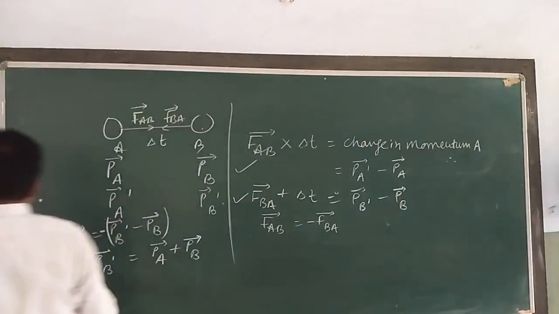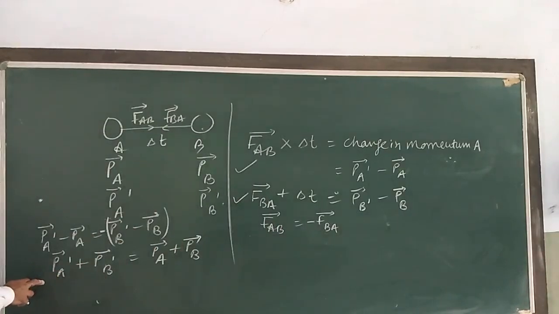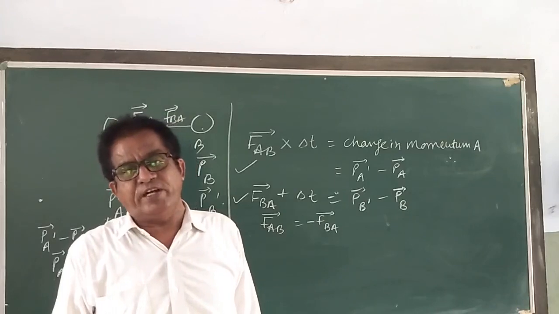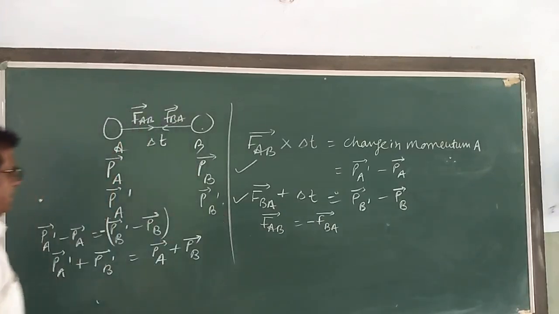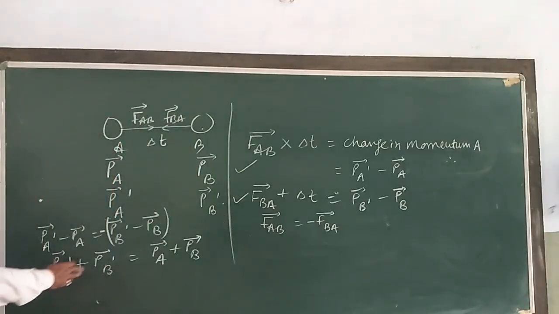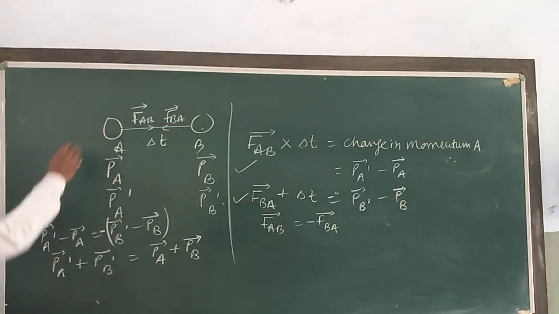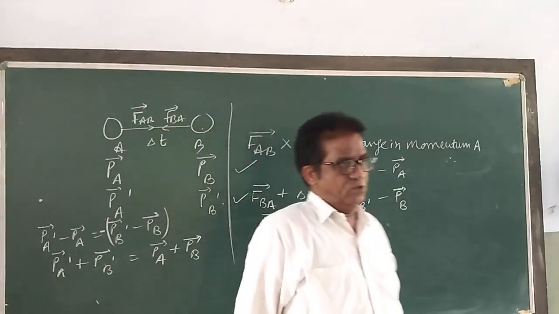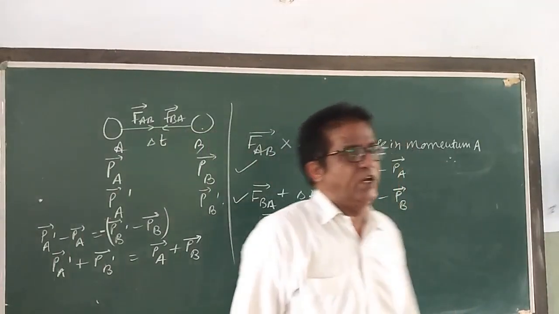the total momentum after collision. This shows that the total final momentum of the isolated system is equal to its total initial momentum. Both are equal here. This proves the principle of conservation of linear momentum.